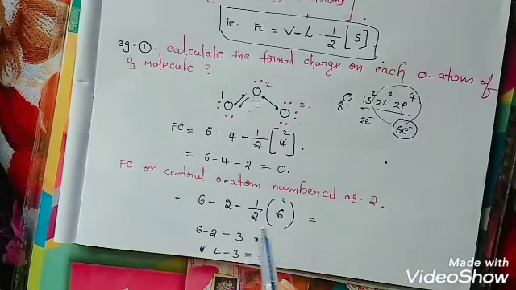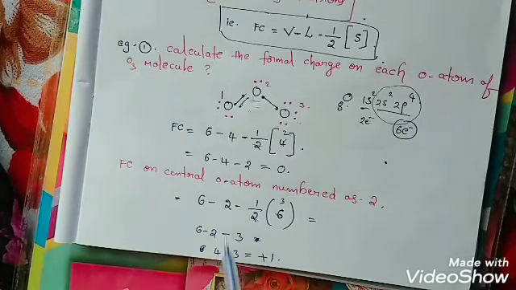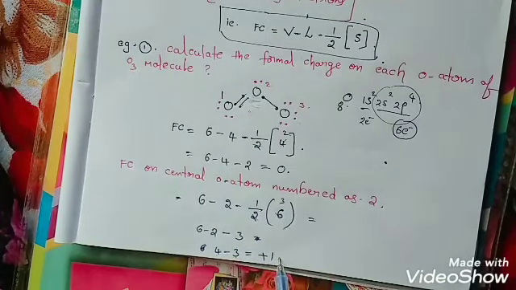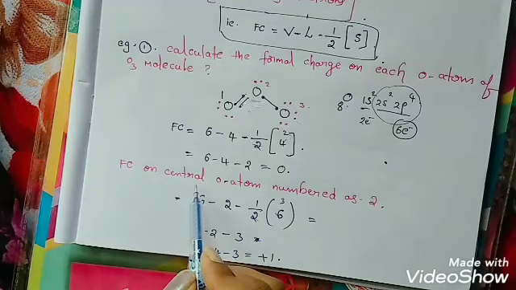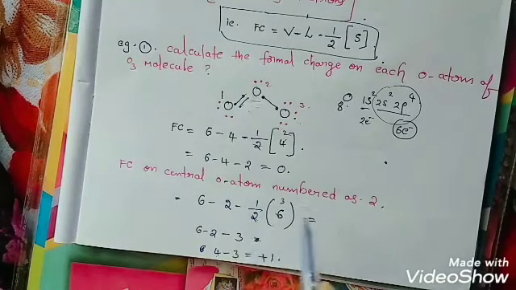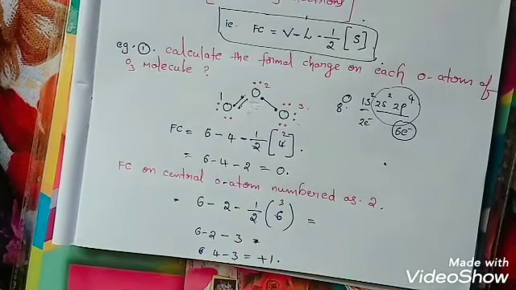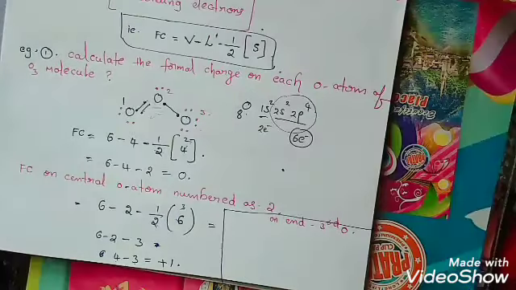Did you understand, students? 6 minus 2 is 4, and half into 6 means 3. Then finally, the formal charge on the central, middle oxygen atom is plus 1. That is the formal charge.